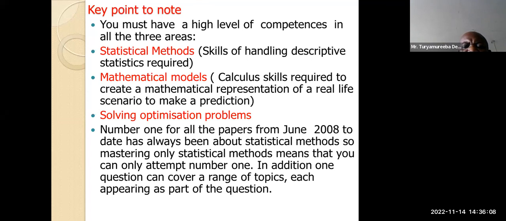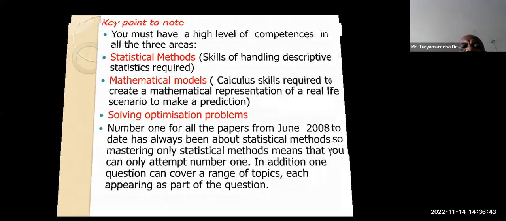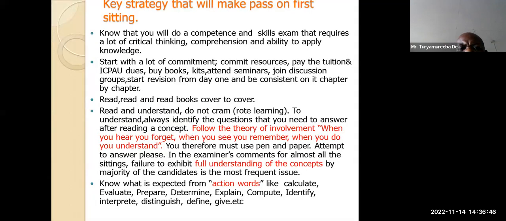Number one for all papers from June 2008 to date has always been about statistical methods. Mastering only statistical methods means that you can only attempt number one. In addition, one question can cover a range of topics, each appearing as part of the question. That is the format of QT. QT is such a broad course that to make sure that every area is touched, you find one question having statistics, having some mathematical models, and even solving optimization problems. Dear friends, I am requesting you that you balance as you revise, as you study.